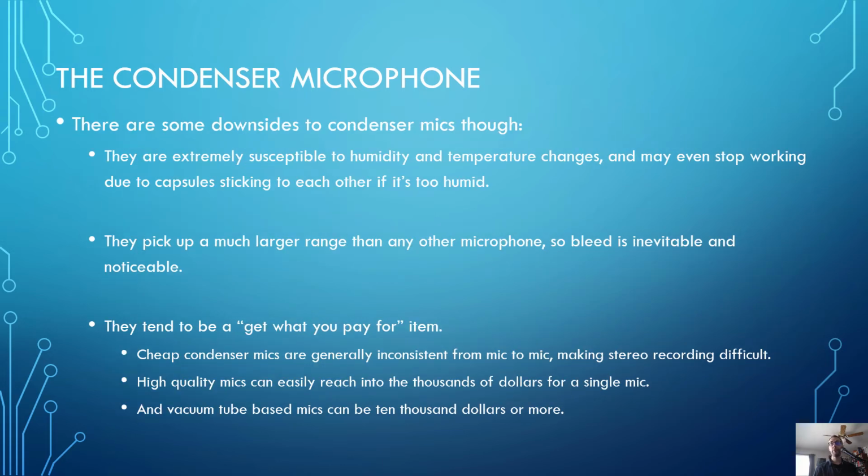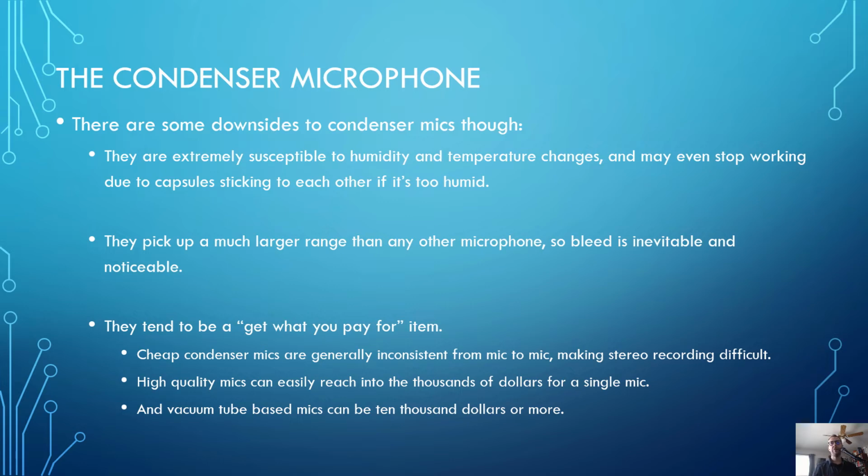Now, there are some downsides to condenser mics. Unlike dynamics and ribbons, they are very susceptible to humidity and temperature changes. And if the humidity is too much, the capsules may stick together and they might stop working. But more importantly, because they have electricity going through them, it's creating a very large pickup range. They are extremely sensitive to even very small changes in sound pressure levels. So when you're recording with condensers, bleed from other instrumental sources is inevitable and it is noticeable.